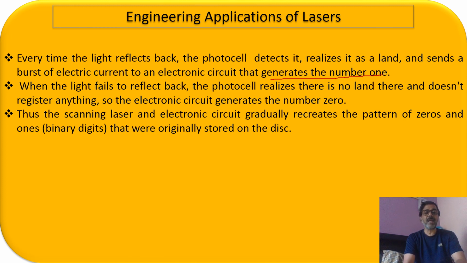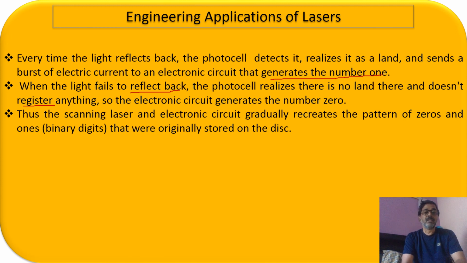When light fails to reflect back, because wherever it is your burned part, from there it is not getting reflected, the photocell realizes that there is a land there and doesn't register anything, right? So no information is coming from that surface. So the electronic circuit generates the number 0, right?